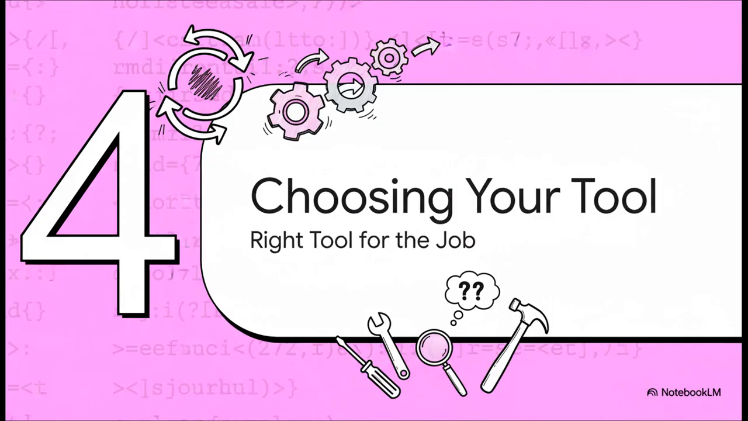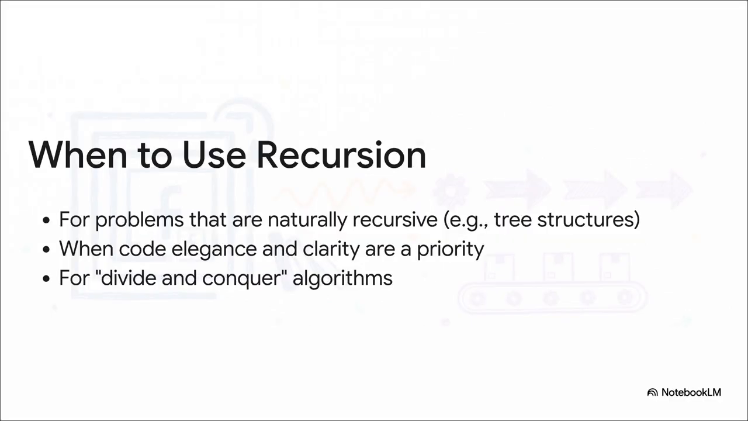So, with all of this in mind, how in the world do you decide which one to use? Well, it's not about which one is better. It's about picking the right tool for the right job. You really want to reach for recursion when the problem itself feels recursive. Think about things like navigating a file system. You know, a folder inside a folder inside a folder, that's a perfect fit. Or working with any kind of tree-like data. In these cases, a recursive solution is often way cleaner and easier to understand.